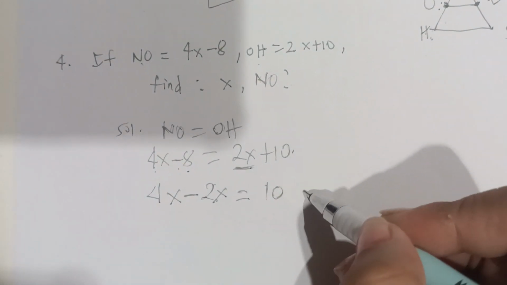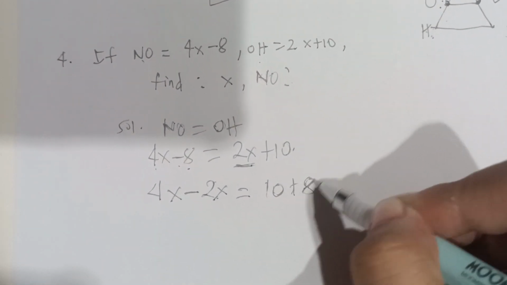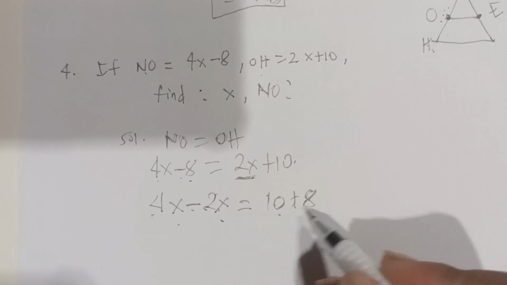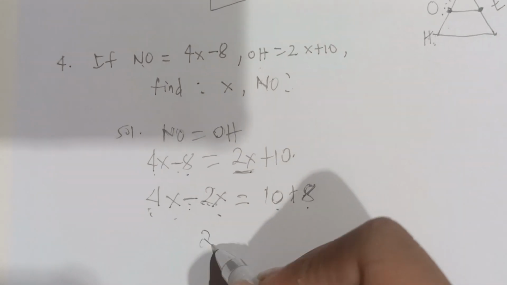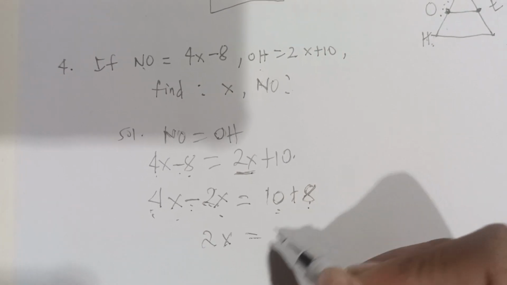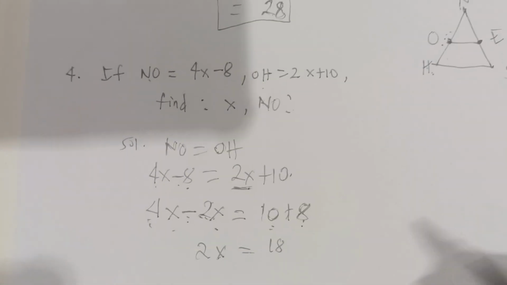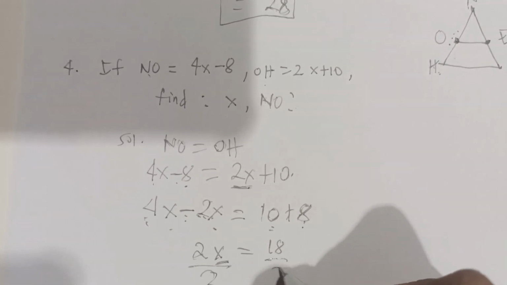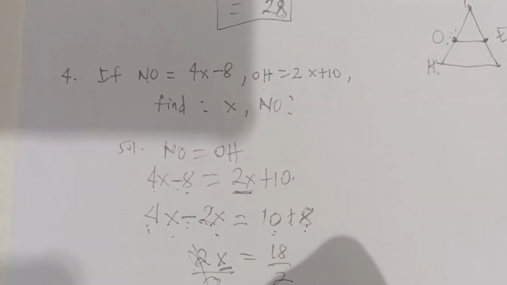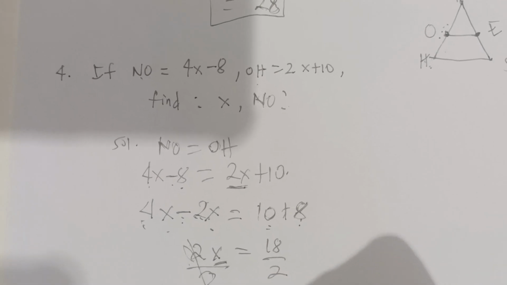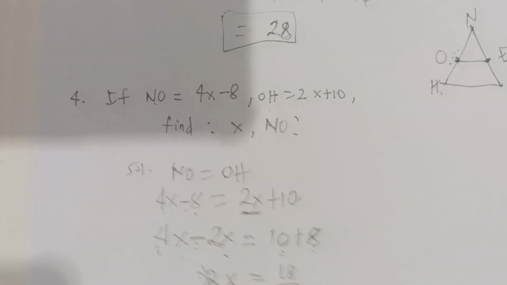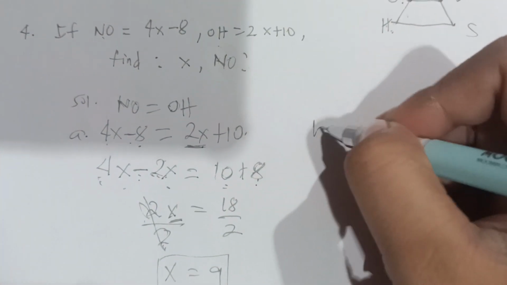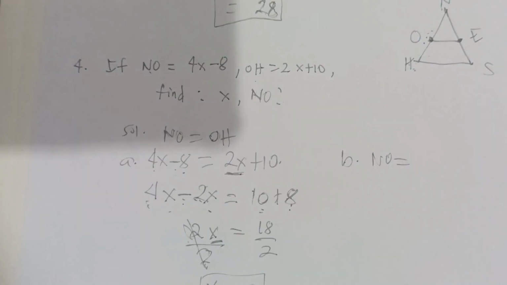We're going to transpose this one. It will become positive 8. So 4 minus 2, let us solve the letters and let us solve the numbers. 4 minus 2 is just 2. Copy x. 10 plus 8 is equal to 18. Of course, we're just solving for x. We're going to divide this by 2. Cancelled out. x would be 9. So that is the value of our x. This is A.